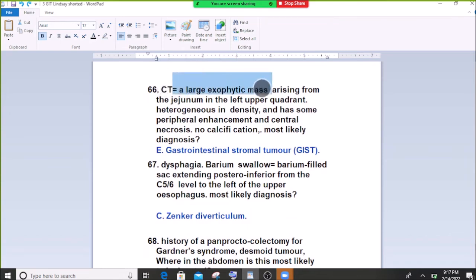66. CT shows large exophytic mass arising from the jejunum in the left upper quadrant, heterogeneous density, and has some peripheral enhancement and central necrosis. No calcification, most likely diagnosis, gastrointestinal stromal tumor.